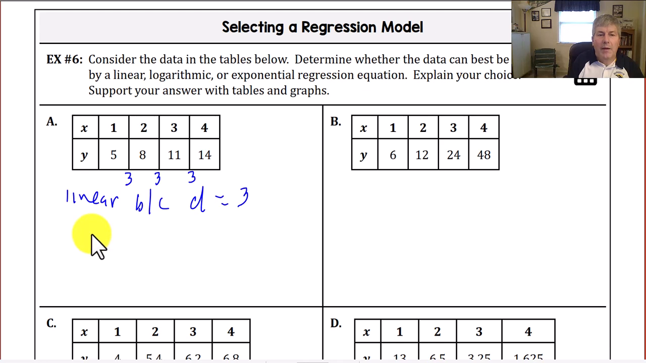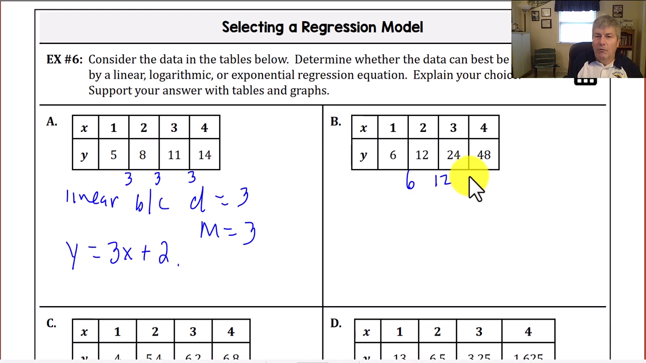And going back to probably unit 1, we know if d is 3, we have a slope of 3, and we can subtract 3 from our y's to find our y-intercept, and our function here is going to be y equals 3x plus 2. In example B, let's look at our differences. 6 to 12, 12 to 24, 24 to 48. So our differences are doubling. Our change in y is a factor of 2. This is an exponential function.